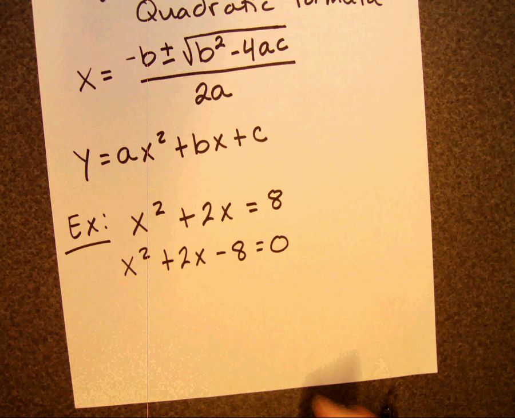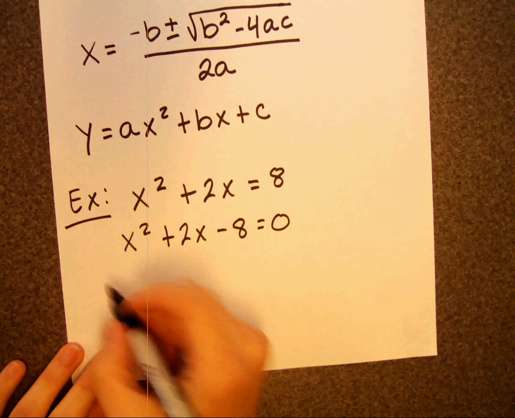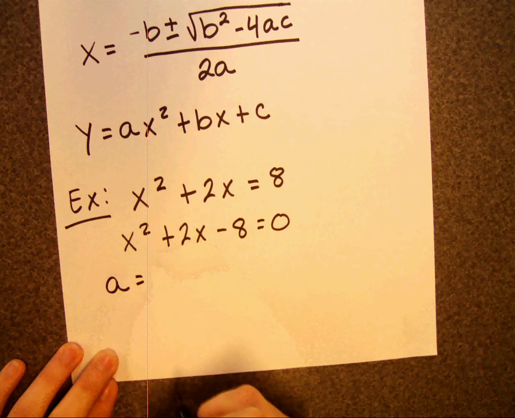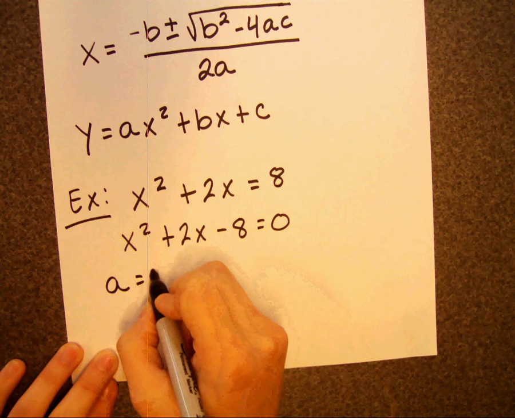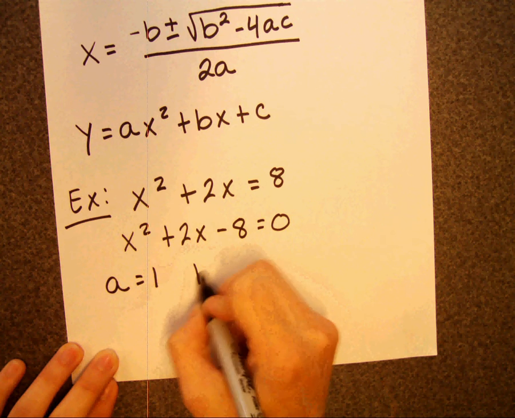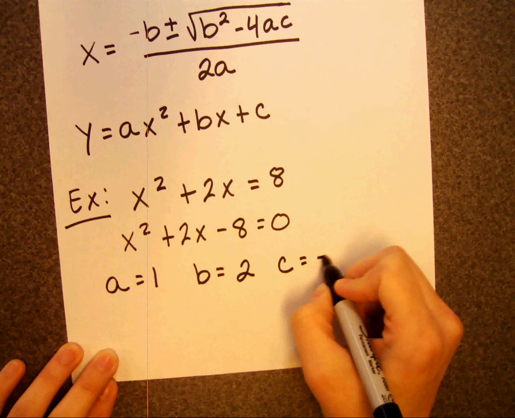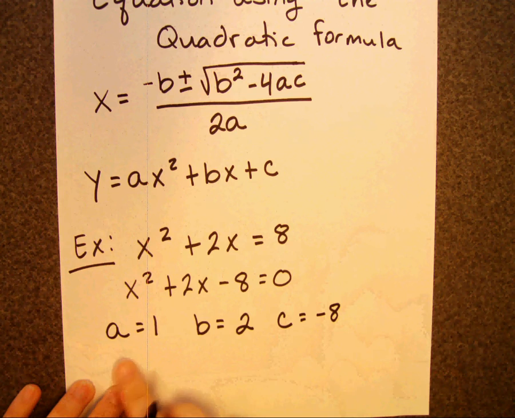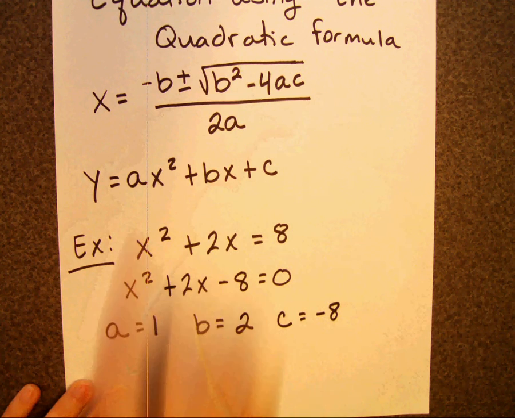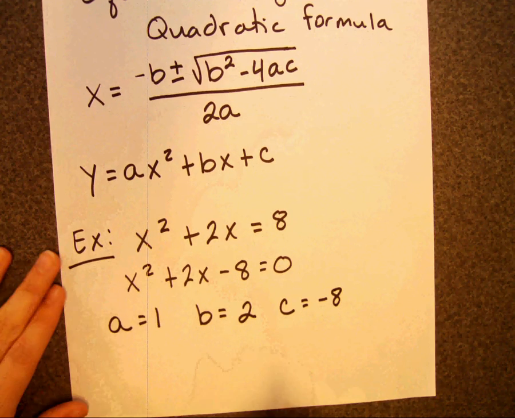And I'm going to identify my a, b, and c so I can plug it into my quadratic formula. So a is the number in front of x squared. There's no number, so it's an understood 1. B is the number in front of x, so it's 2. And c is the number by itself, so negative 8.